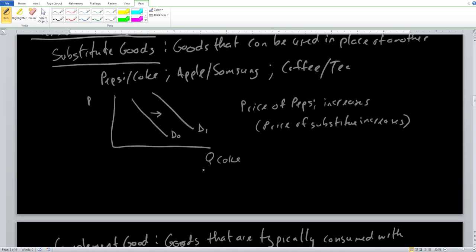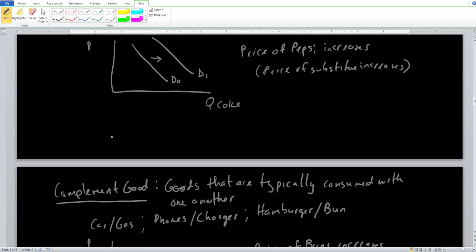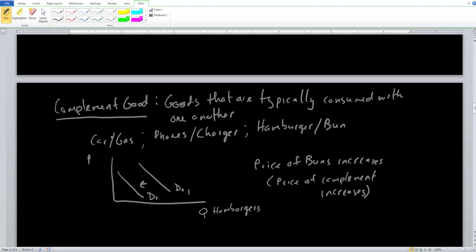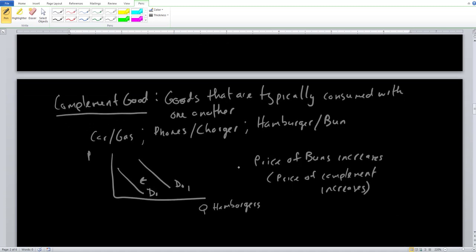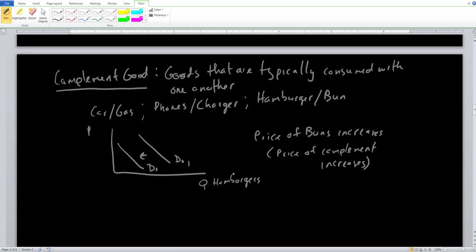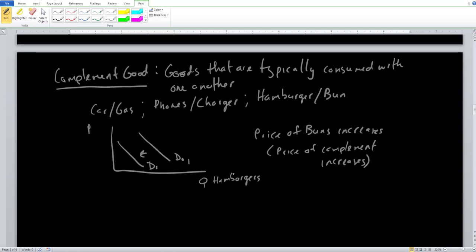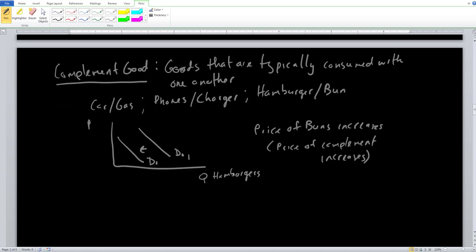With substitute goods, if prices increase, demand is going to shift over to the right. If prices decrease, demand is going to shift over to the left. And with complement goods, it's just the opposite case. If the price of a complement increases, demand decreases. But if the price of a complement goes down, then demand is going to increase instead. Go ahead, once again, and differentiate between these two. Do a compare and contrast.